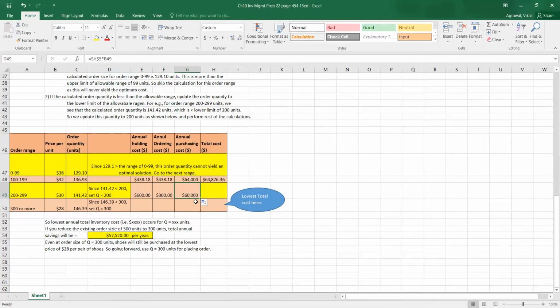So this is right. No, it's not going to change. H5 is annual demand. B49 is the unit price we're going to pay. So these are all going to work. So this is going to work as well. Okay, so I'm going to highlight this one.